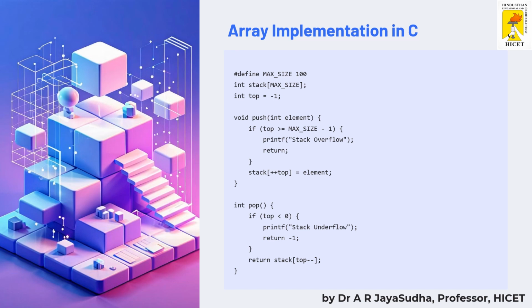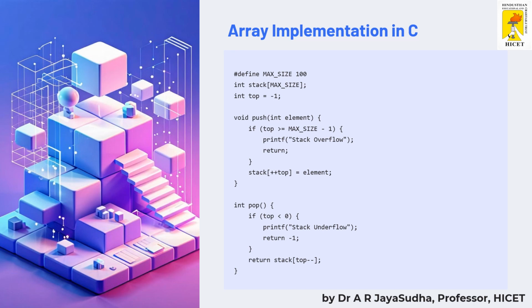Its data type is integer and the size of the stack is the maximum size. I've declared a variable called top of integer type and initialized this to -1. So here there are two functions, a push and a pop. The return type of push is void and it takes a parameter named element of integer type.